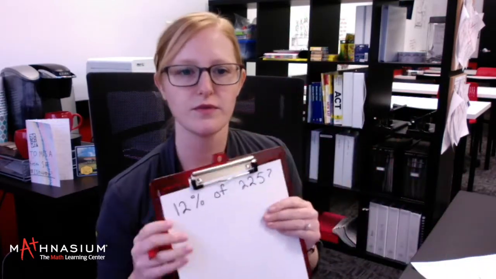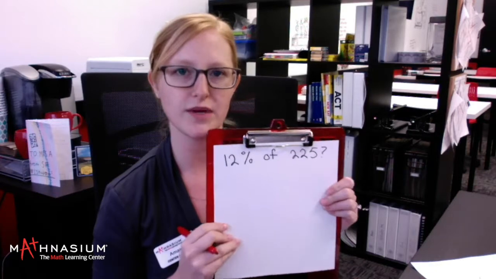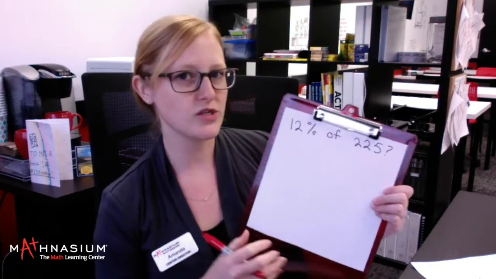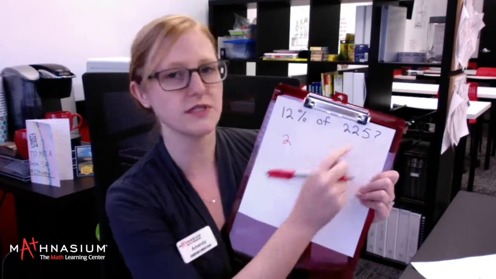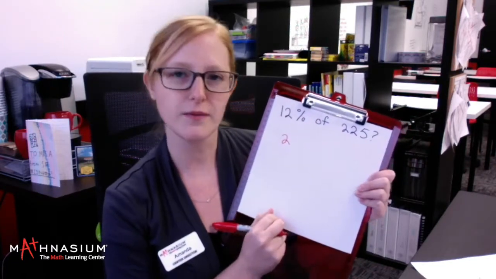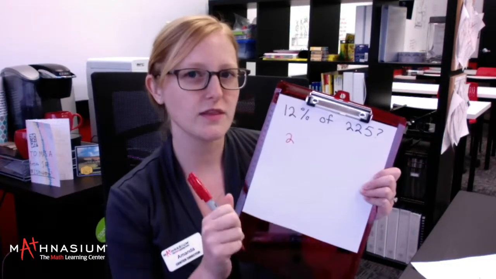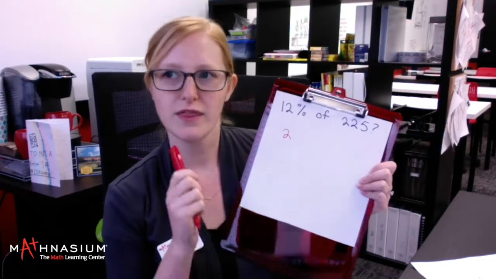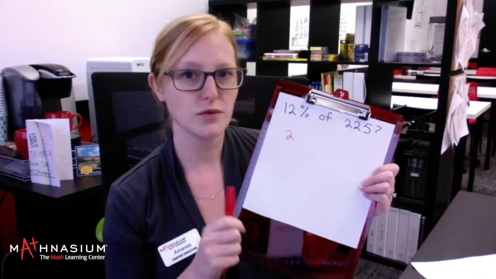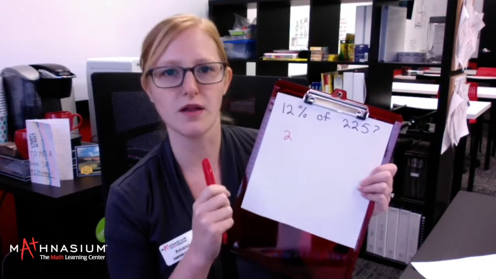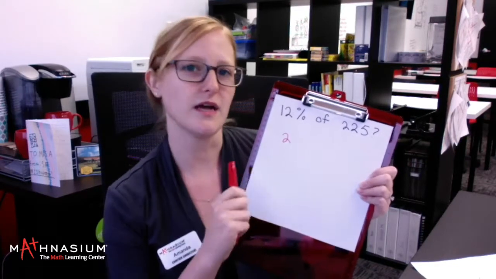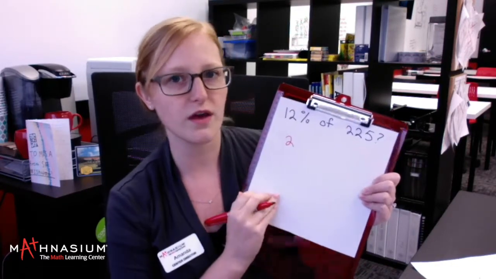Now let's try one more. What do you think we're going to do for 12% of 225? Well, we ask those same questions again. First, how many hundreds? We have 2 whole hundreds in 225, but then we have that 25. And you can think to yourself, well, 25, if we think back to that money from earlier, that's how many cents a quarter is. And how many quarters are in a dollar? 4. So it turns out 25 is 1/4 of 100.